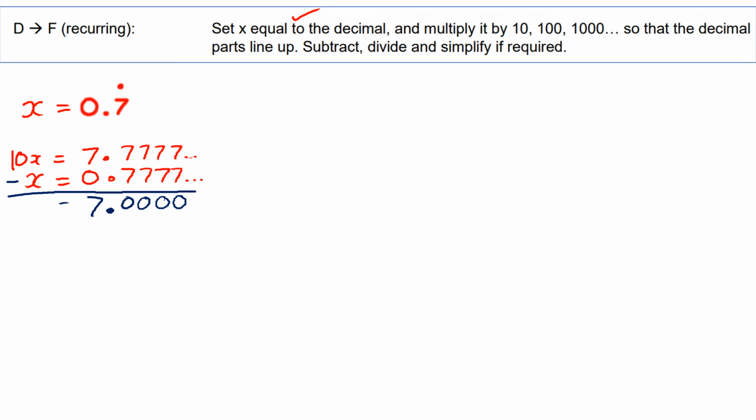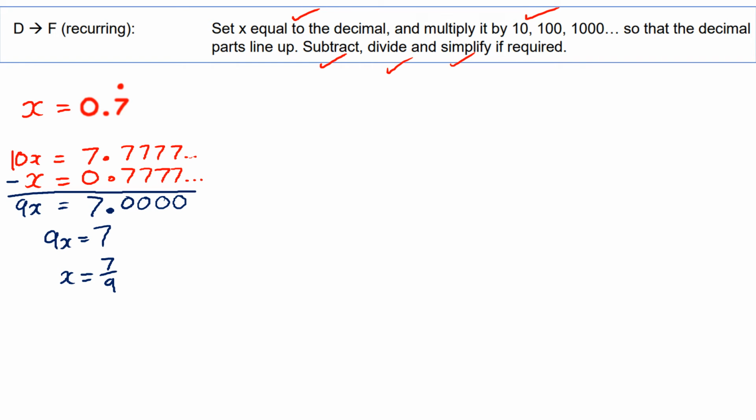Now what will we end up with on the left-hand side? 10x take away x is 9x. So we'd be able to say 9x equals 7. So that was our multiply it, and then subtract. And then we're going to divide across by the 9 that we've got there, and just say that x is 7 over 9. Simplify if required. There is no simplifying that can be done there.